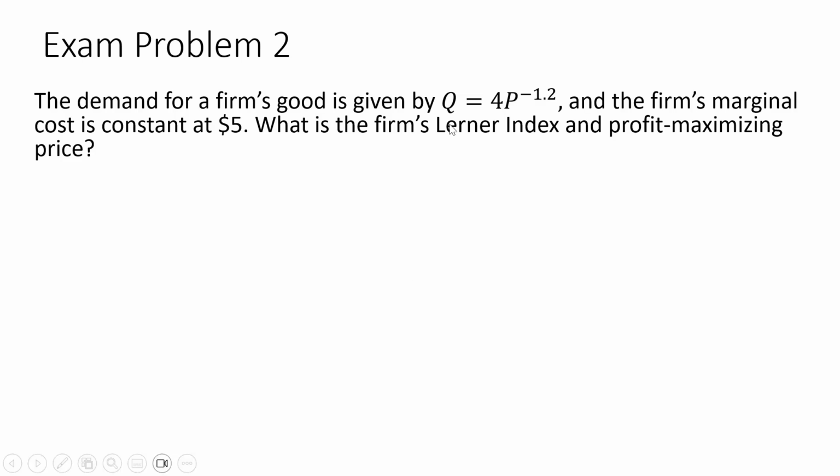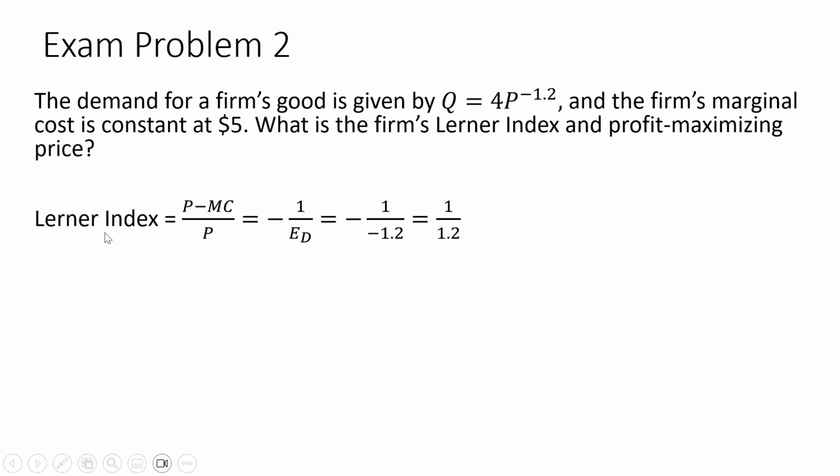Example problem 2. Slightly different constant elasticity of demand. Here we've got an elasticity of demand of minus 1.2. Same marginal cost. The Lerner Index is going to be 1 divided by 1.2, which is roughly 0.833.